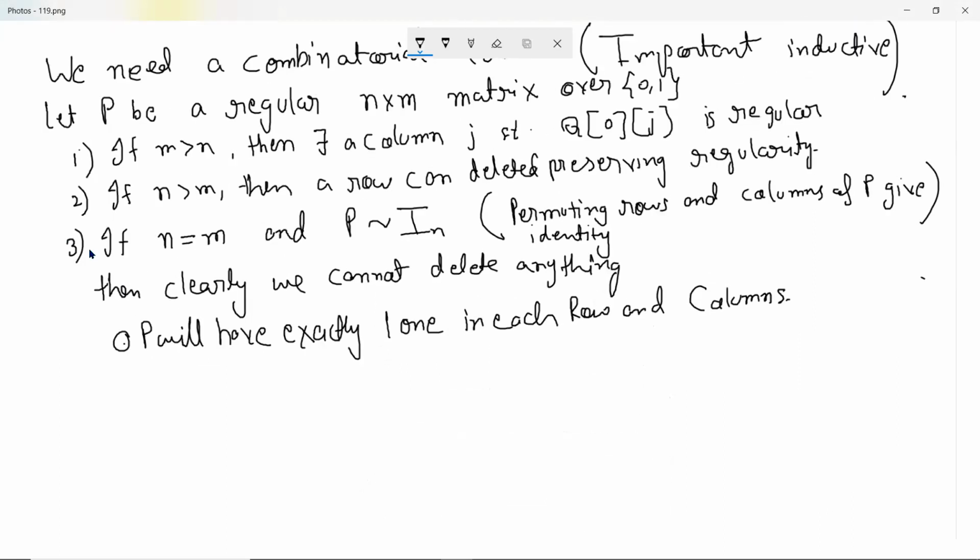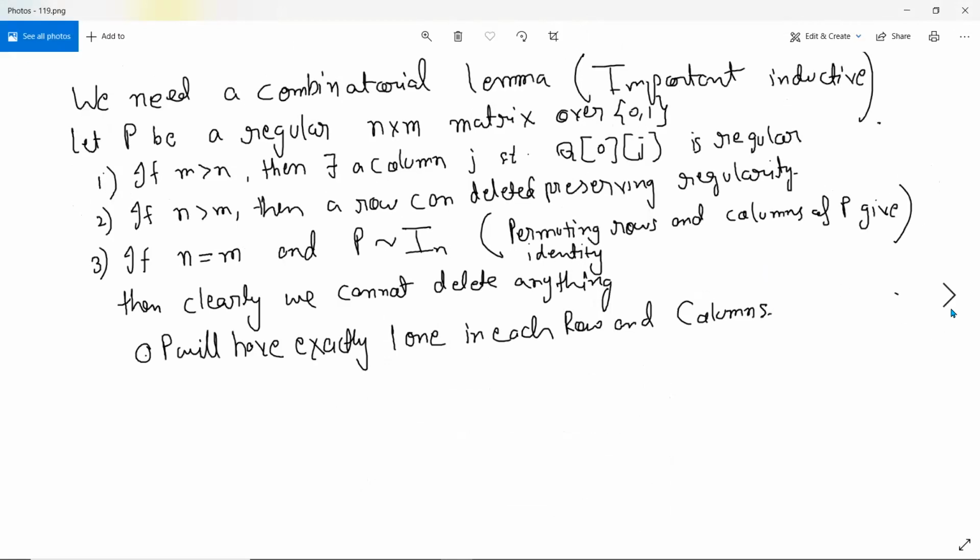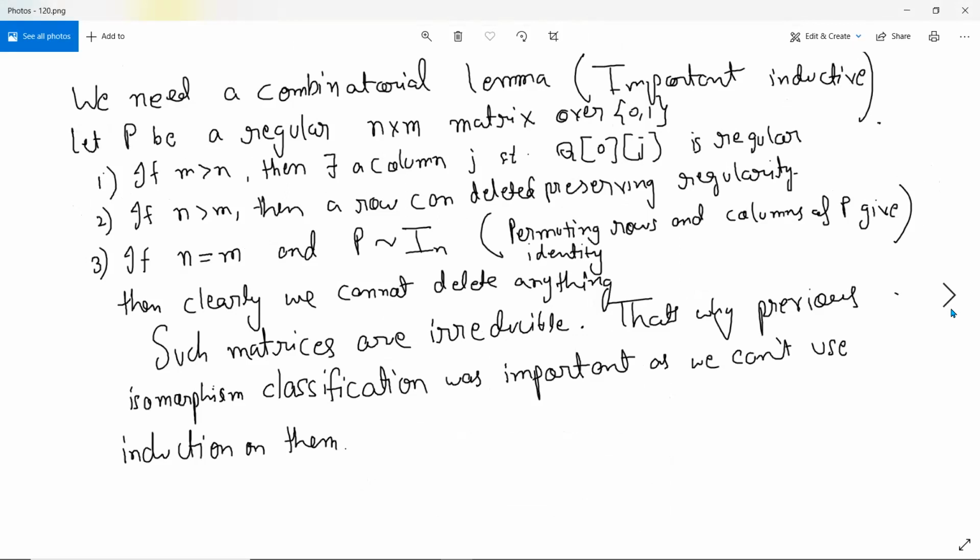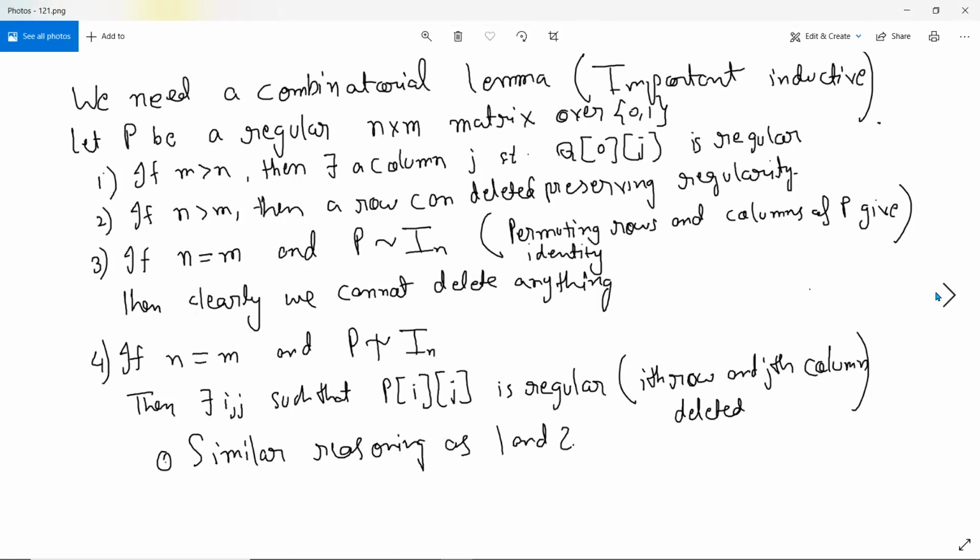So I think the combinatorial lemmas are through there, but let's just have a look at them again. There is another lemma. Such matrices are irreducible in the sense that we cannot delete things and reduce it. So we will have to do them explicitly, and we can do it because we can reduce it to the identity matrix. Now there is another kind of reduction. This is probably the last thing we'll do.